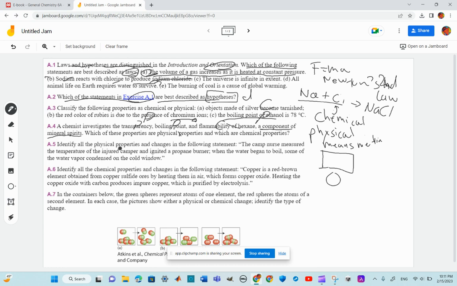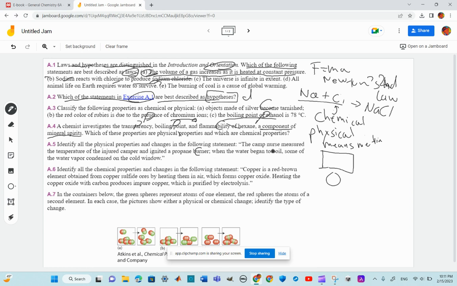Anyway, identify all the physical properties. What? Okay, why would I ever need this? But alright, the camp nurse measures the temperature of an injured camper and ignites a propane tank. So there's a chemical.